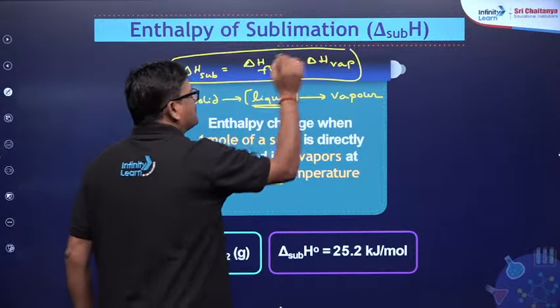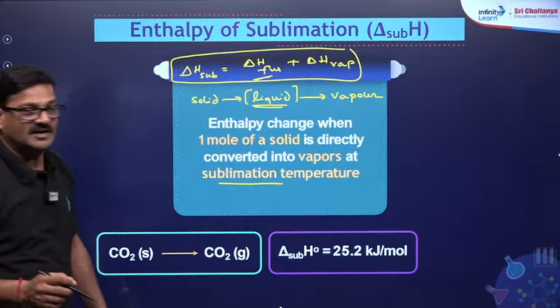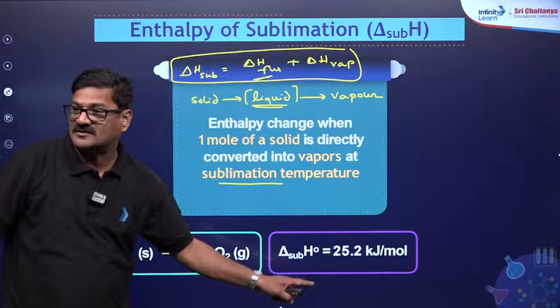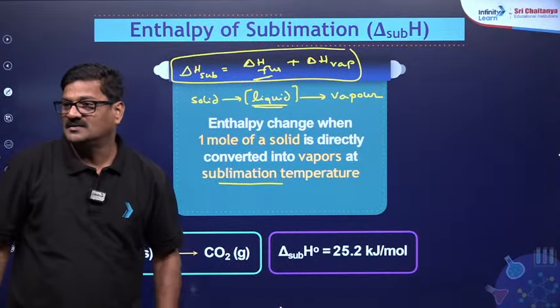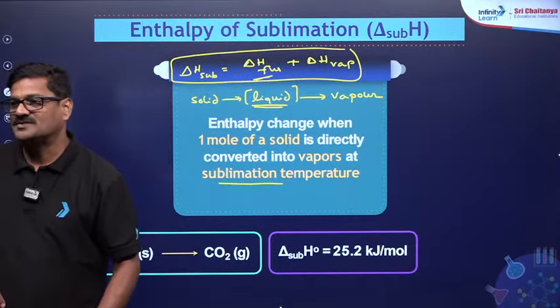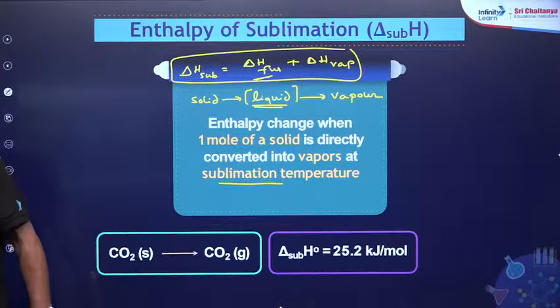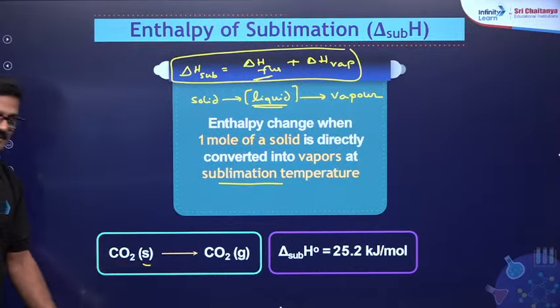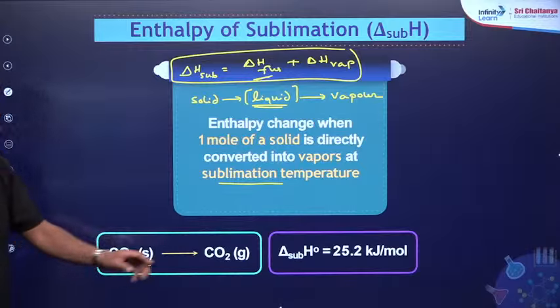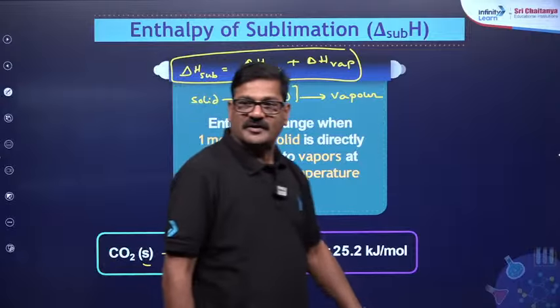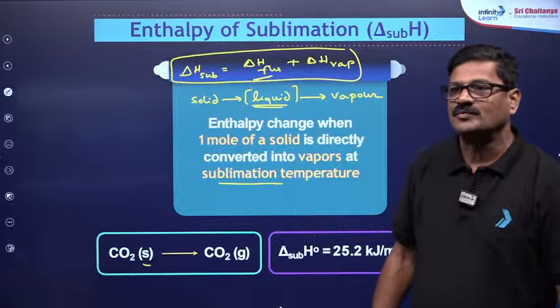For such substances that sublimate, you can find the enthalpy of fusion using Hess's law. As you said, carbon dioxide as a solid, dry ice, is converted into carbon dioxide in the gaseous state. It requires endothermic plus 25.2 kilojoules.